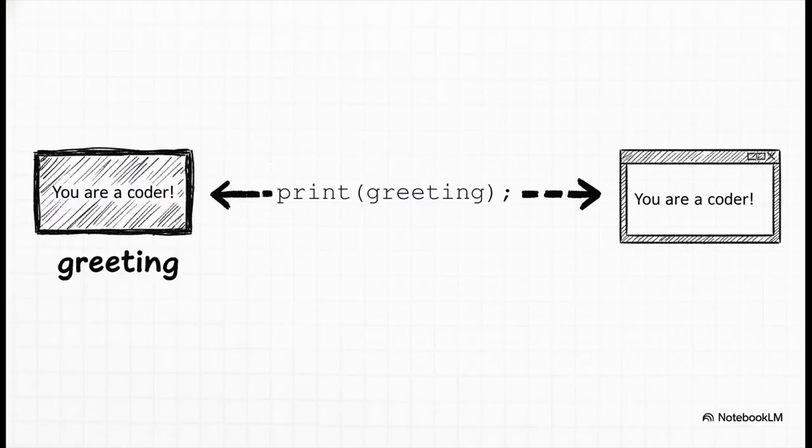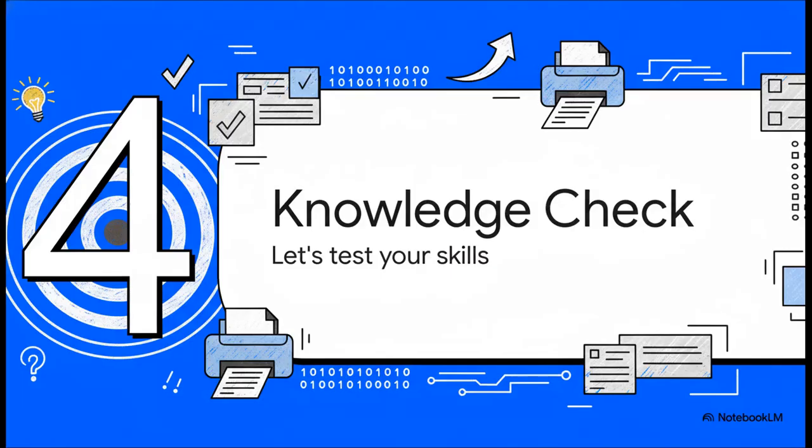So what, you might be asking? Well, this is where it gets powerful. Change your print line. Instead of printing hello world, just tell it to print greeting. And notice there are no quotes this time. That's because we're not telling it to print the word greeting, we're telling it to go find the variable named greeting and print its contents. Go ahead, hit run again. It now prints, you are a coder. So cool, right? You are doing so great.